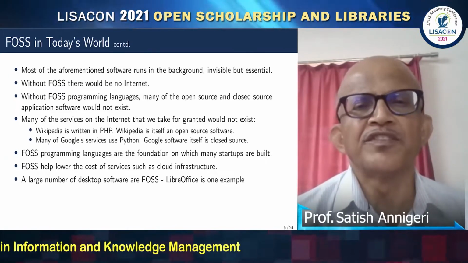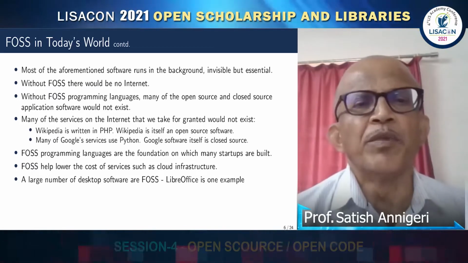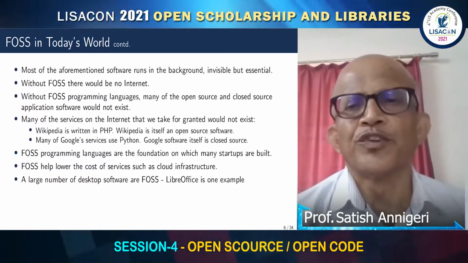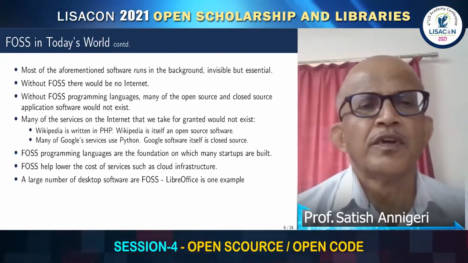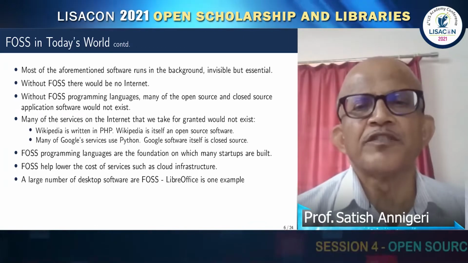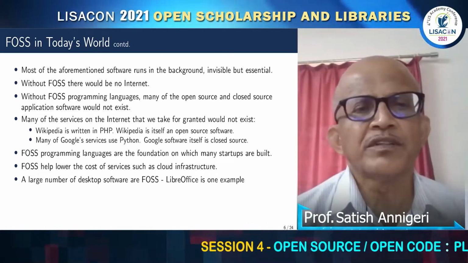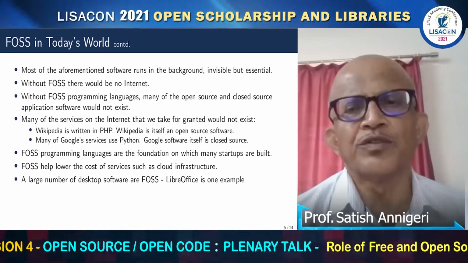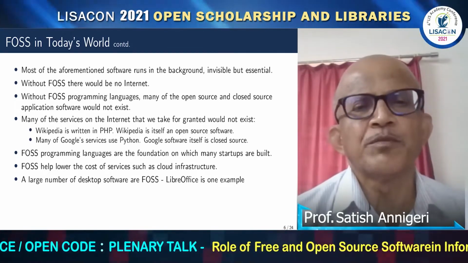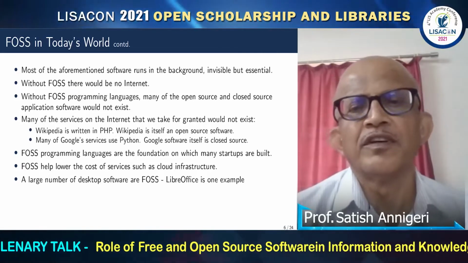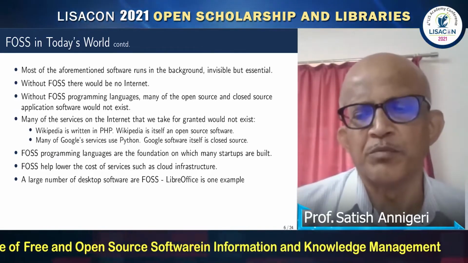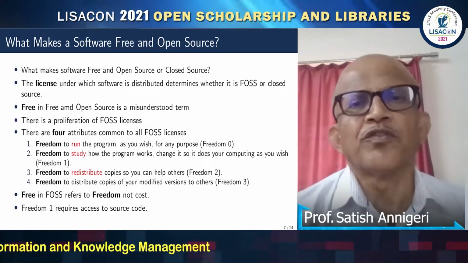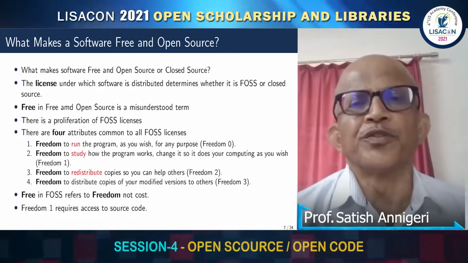Wikipedia, for example, is written in PHP. Many of the Google services use Python, whereas the Google software itself is closed source. FOSS programming languages are the foundation on which many startups are built. FOSS helps lower the cost of services such as cloud infrastructure, and a large number of desktop software are FOSS. LibreOffice is one example.